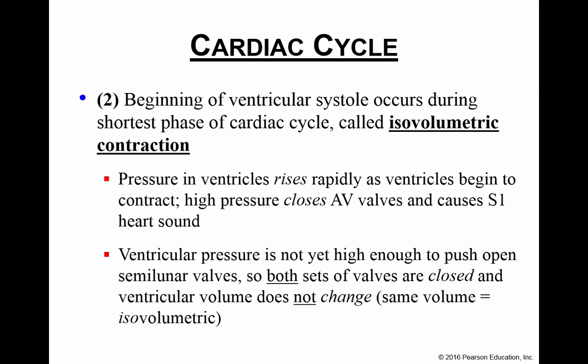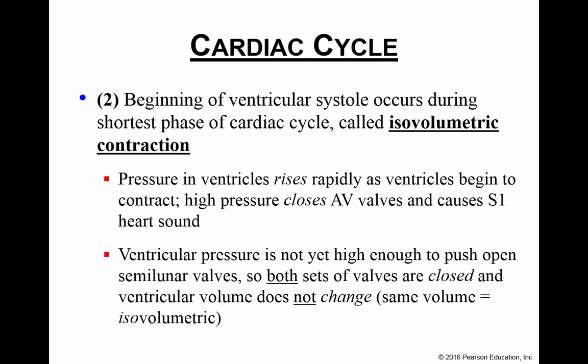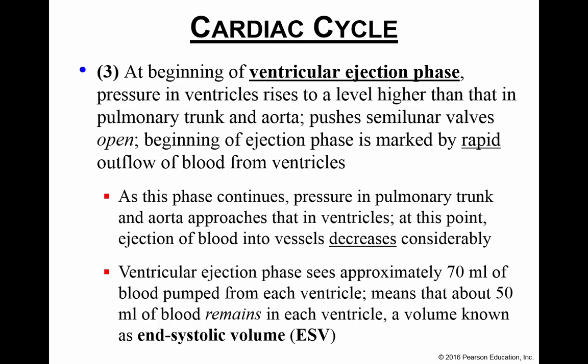So the volume of blood that's in the ventricle doesn't change. So it's iso, which means equal volumetric contraction. The same as the end diastolic volume of 120 milliliters. All of the valves are closed, so we've got isovolumetric contraction at the beginning of ventricular systole. Then we go to the ventricular ejection phase.